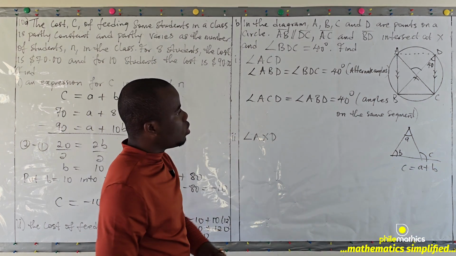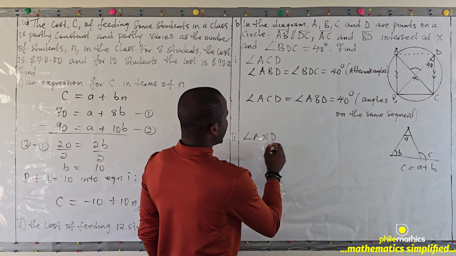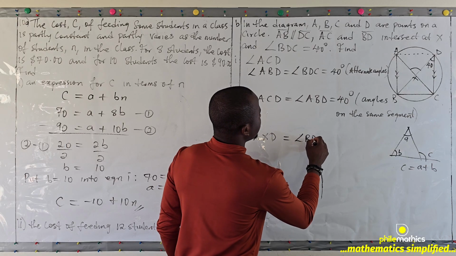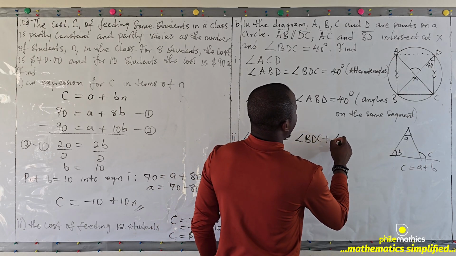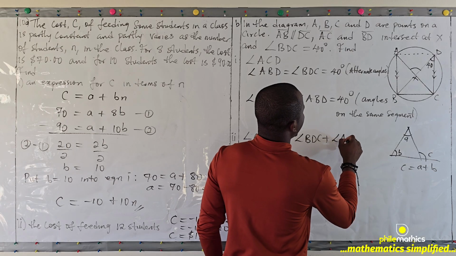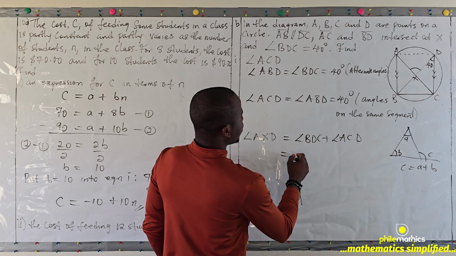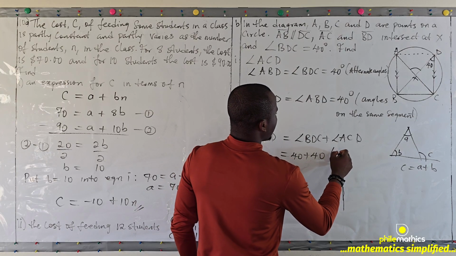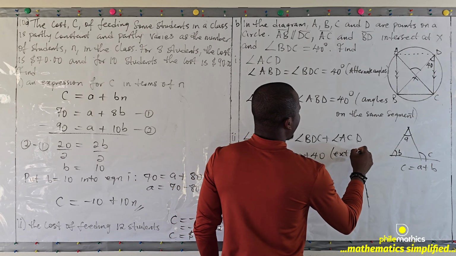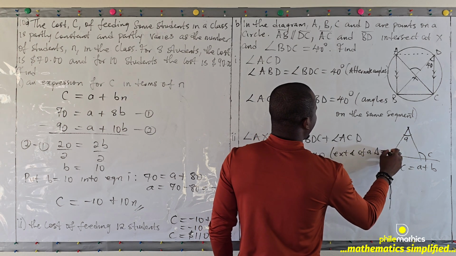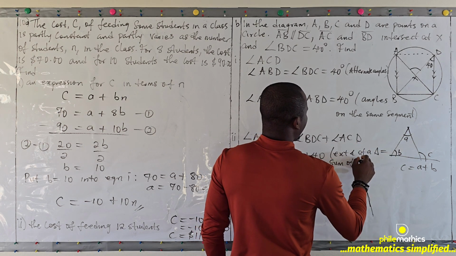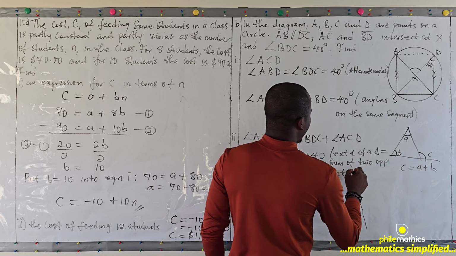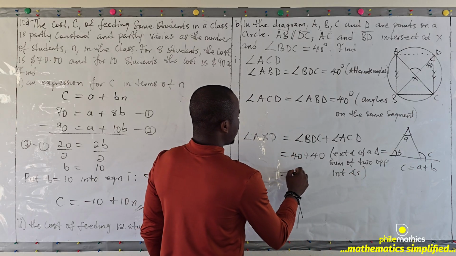And so with this, I know that angle ASD simply means angle BDC plus angle ACD. And this is 40 plus 40. Reason is exterior angle of a triangle equals sum of two opposite interior angles. And so this is 80 degrees.